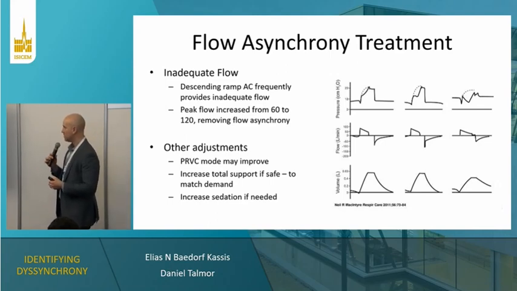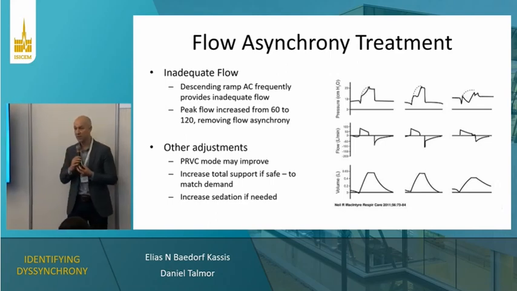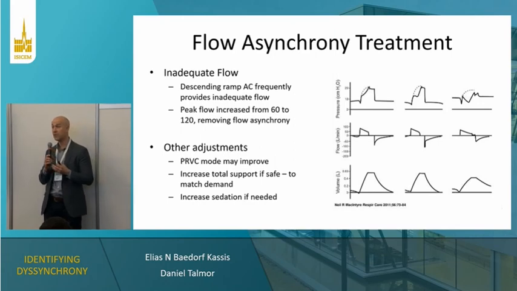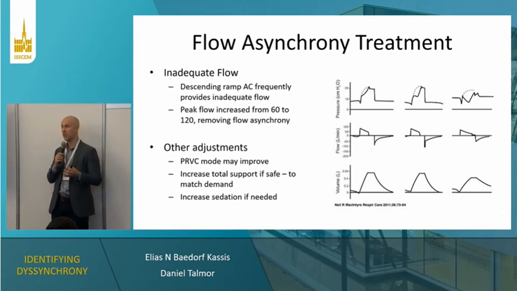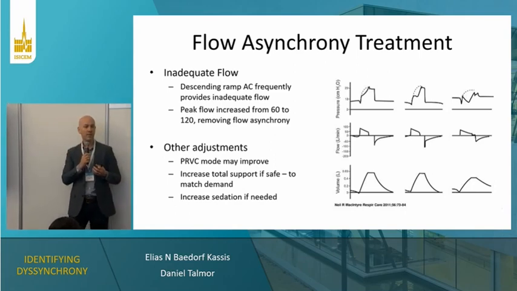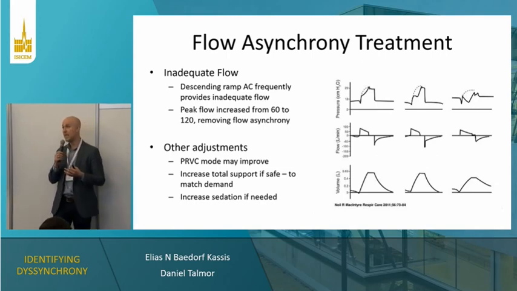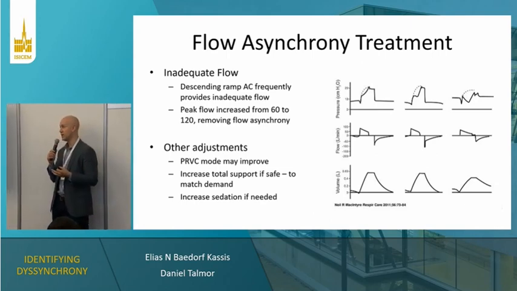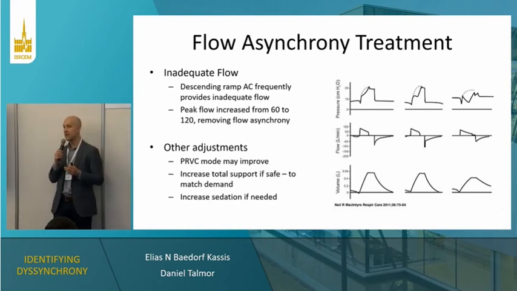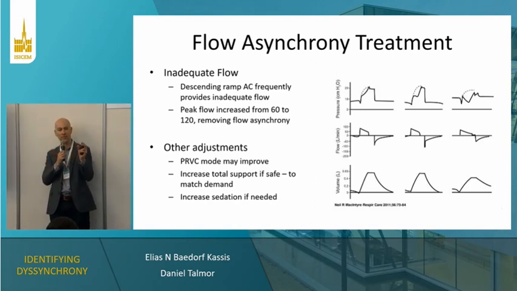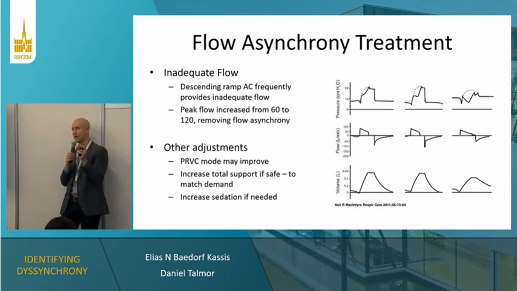And so in terms of treating flow asynchrony, obviously a lot of this is just delivering more support, more flow for a patient, making other adjustments to support the patient with more total support. There's evidence that potentially some of these hybrid modes, like pressure regulated volume targeted modes, may decrease it because it doesn't force the patient to be in a specific flow pattern.